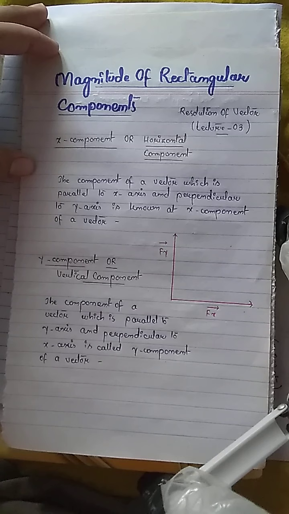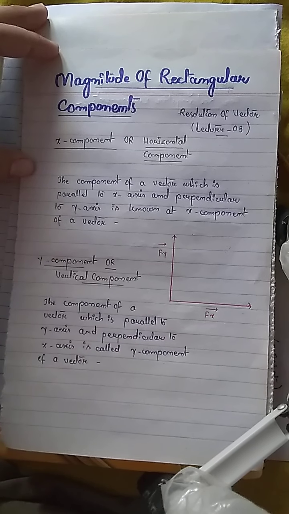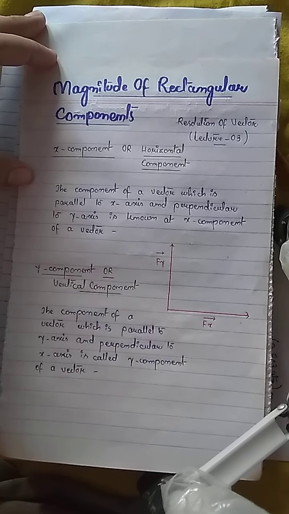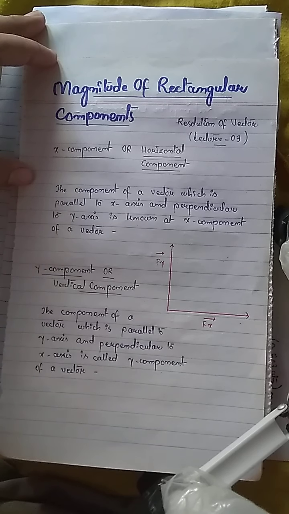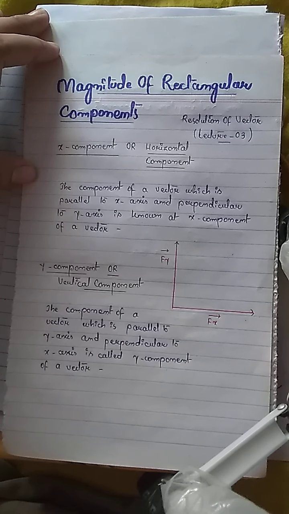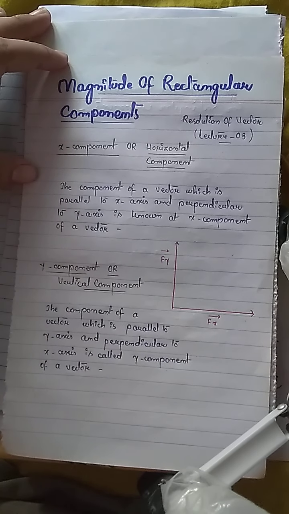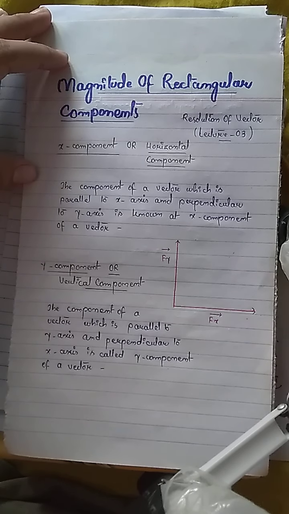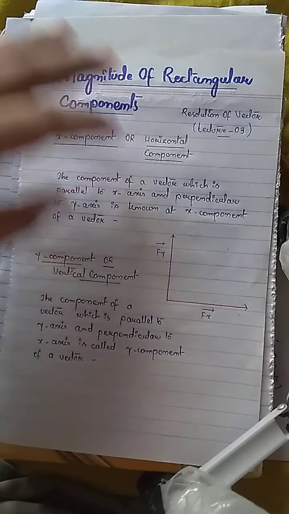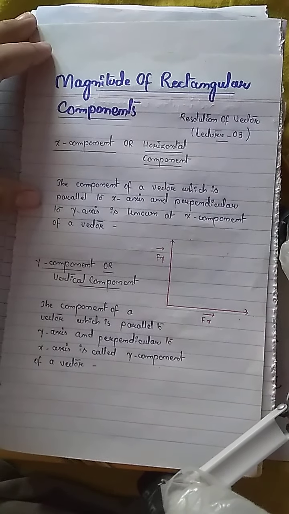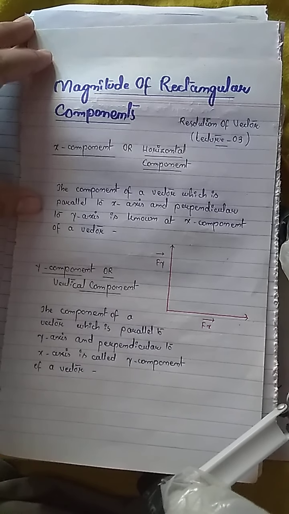If you want to get the basic concept of resolution of vector and the rectangular component of the vector, then you can go to the description box and get the link of the two video lectures in which these two basic concepts are described in detail. So this is the brief revision of rectangular components of the vector. You can see the definition of these components here on this paper, as well as the diagram of this component on this paper. So let's move towards the calculation of magnitude of the rectangular component.